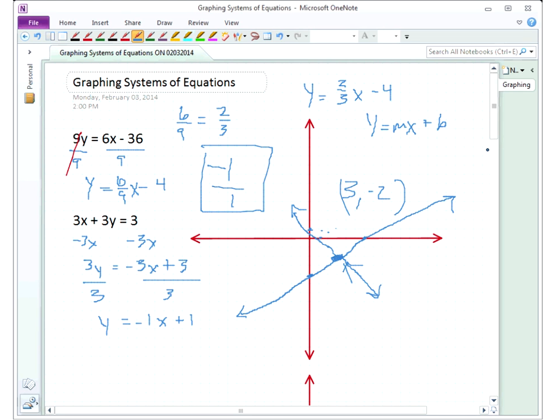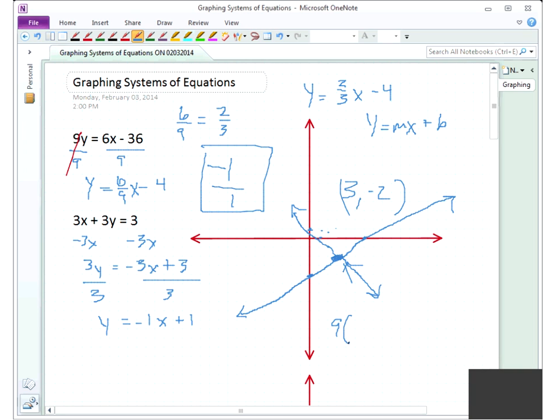So let's see here. Like I said, we can always check these answers. Plug a 3 in for the x and a -2 for the y. Make sure it works to give you true statements in both of these. So let me go ahead and do that real quick.